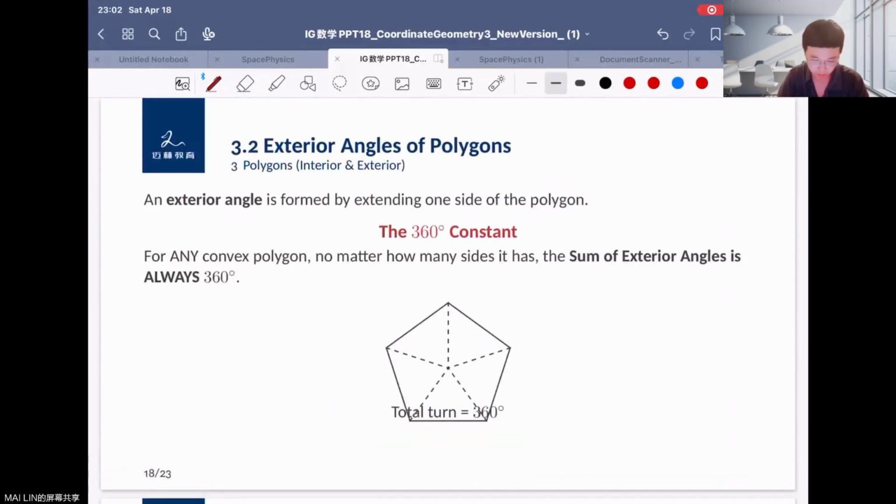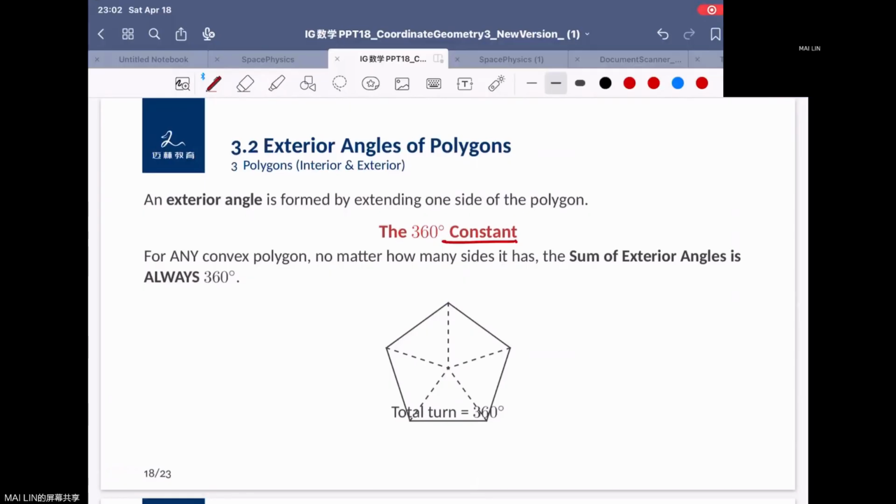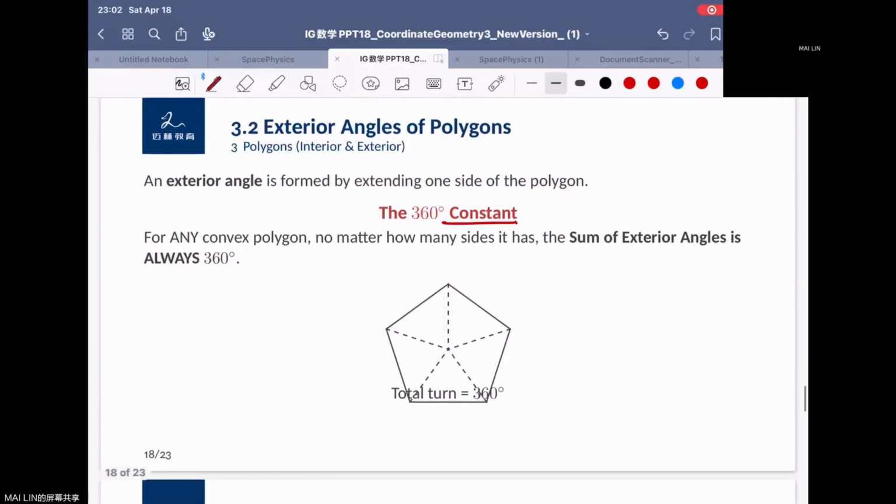So what about exterior angles of polygons? We can say all polygons have the same sum of exterior angles, that is 360 degrees, a constant number, okay? You will learn later in A-level or IB lessons, and I believe you will know why the total sum is 360 degrees, okay?